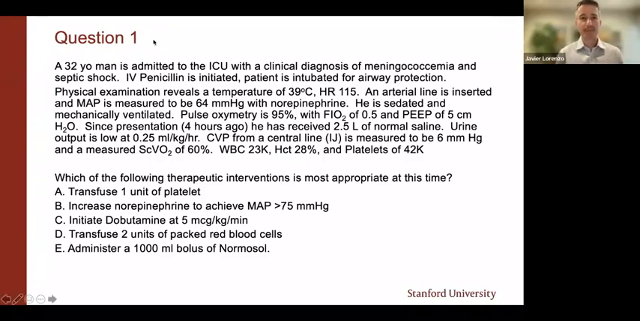Do you transfuse? Do you increase Levophed to increase your mean arterial pressure? Do you start dobutamine? Do you transfuse 2 units? Or do you administer a liter of normal saline?